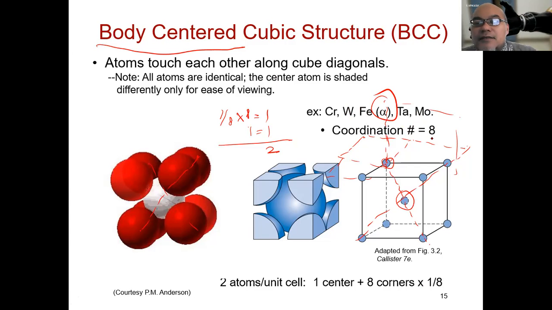The coordination number is 8. Why? Because each of these atoms is neighbored by 8 atoms in its neighboring vicinity. 1, 2, 3, 4, 5, 6, 7, 8. Here also it has 8. So this is also 8. If we draw it completely three-dimensional, each of the atoms is surrounded by 8 other atoms. So the number of atoms per unit cell is again how many? 2 atoms per unit cell.